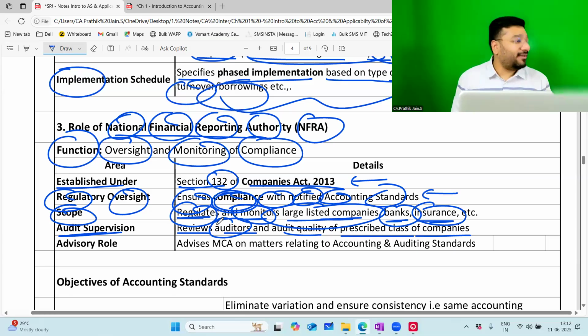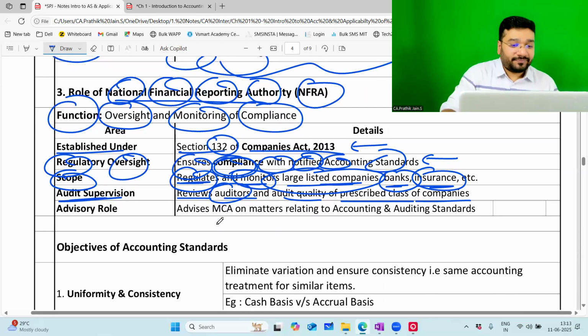NFRA is an independent body. NFRA is like police. If you do something wrong, no beating, but punishment. Apart from beating, putting in jail also. They'll take a nice rod with oil. That is the role of NFRA. They are monitoring auditors, whether the audit work is done efficiently or not. If not done, they'll question them. They have that much power. You'll study this more in company law.